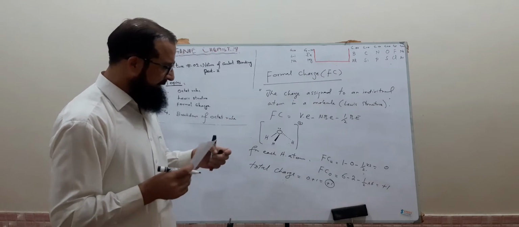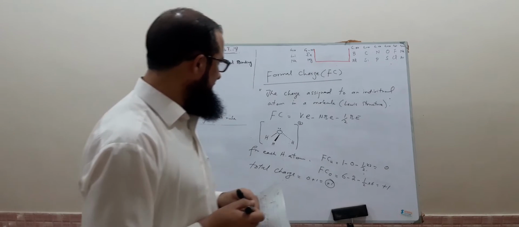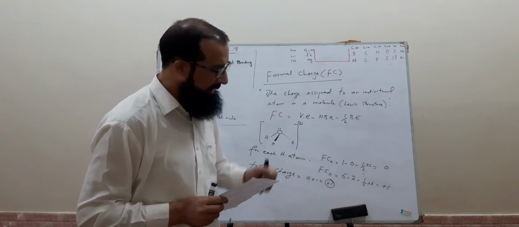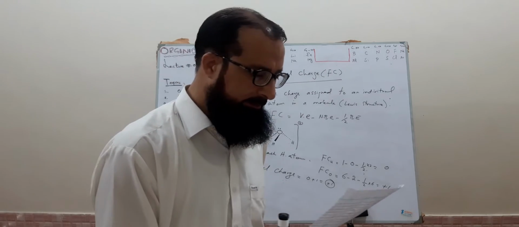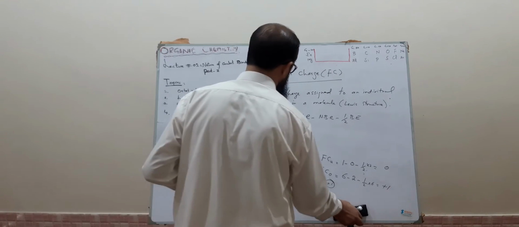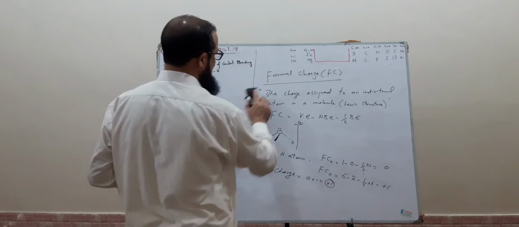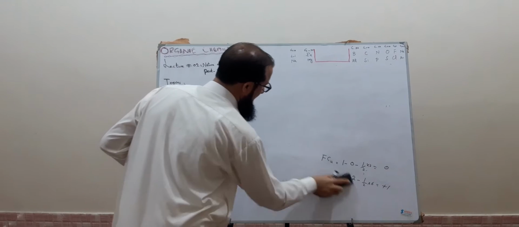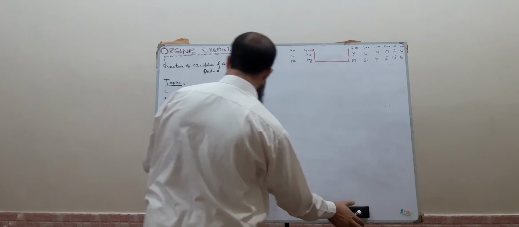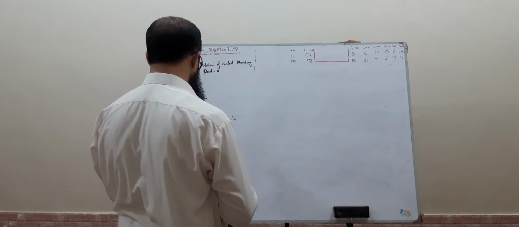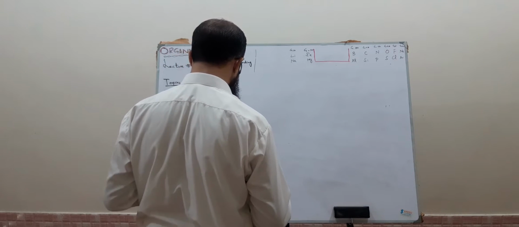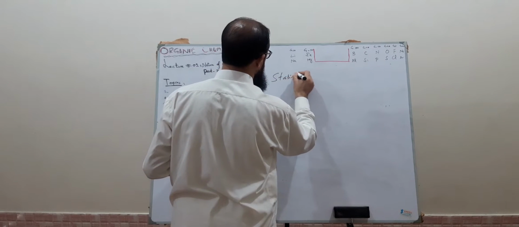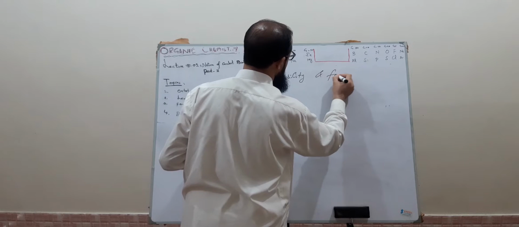Okay, so you can calculate the formal charge on the basis of this formula: valence electrons minus non-bonding electrons and minus half of the bonding electrons. Now we can decide about the stability of the molecule on the basis of formal charge. So for example, stability and formal charge.